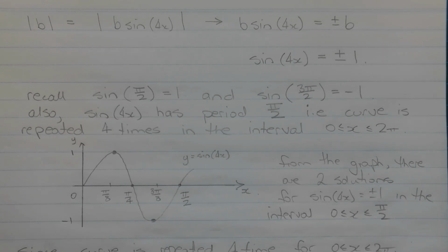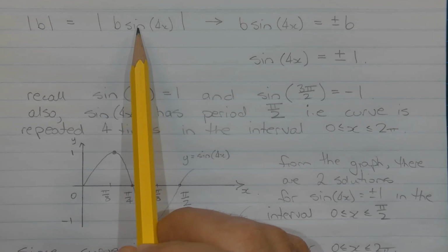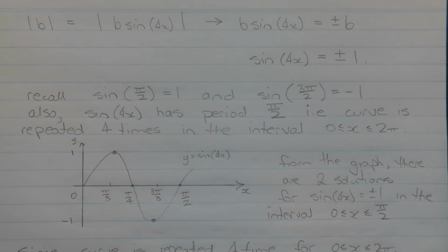Consider the curve y equals sine x, that's our base curve. We know that sine pi over 2 is equal to 1 and sine 3 pi over 2 is equal to negative 1. So in degrees, sine 90 degrees is equal to 1 and sine 270 degrees is equal to negative 1. But we're dealing with y equals sine 4x.